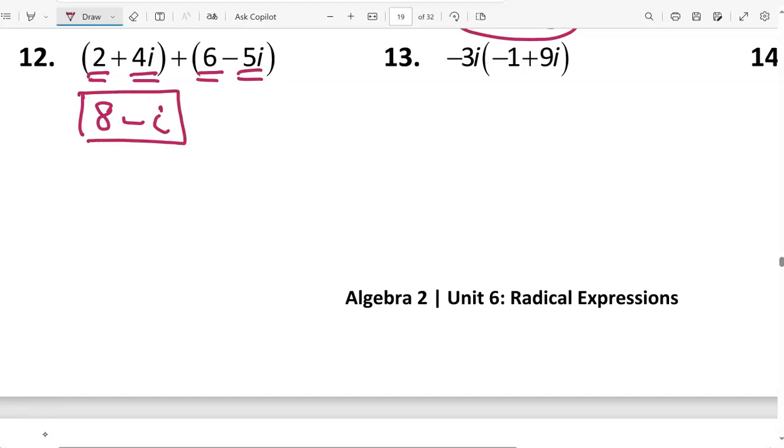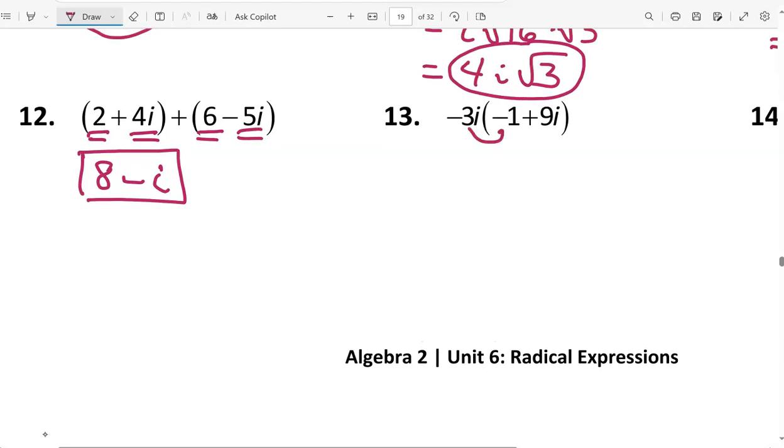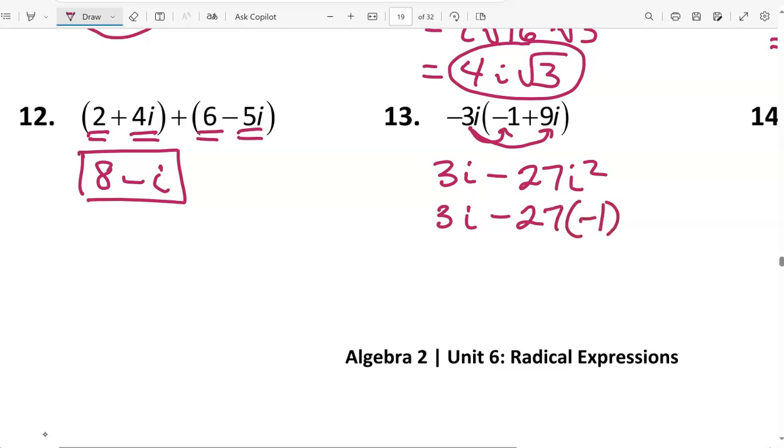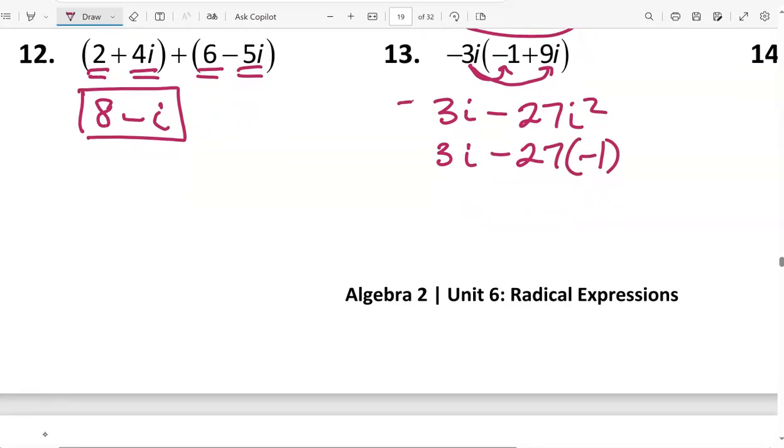In number 13, we can use the distributive property here. Negative 3i times negative 1 is positive 3i. And negative 3i times 9i is negative 27i squared. And i squared is equal to negative 1, and multiplying negative 27 times negative 1 is positive 27. The real number comes first in a plus bi form, and then plus 3i.